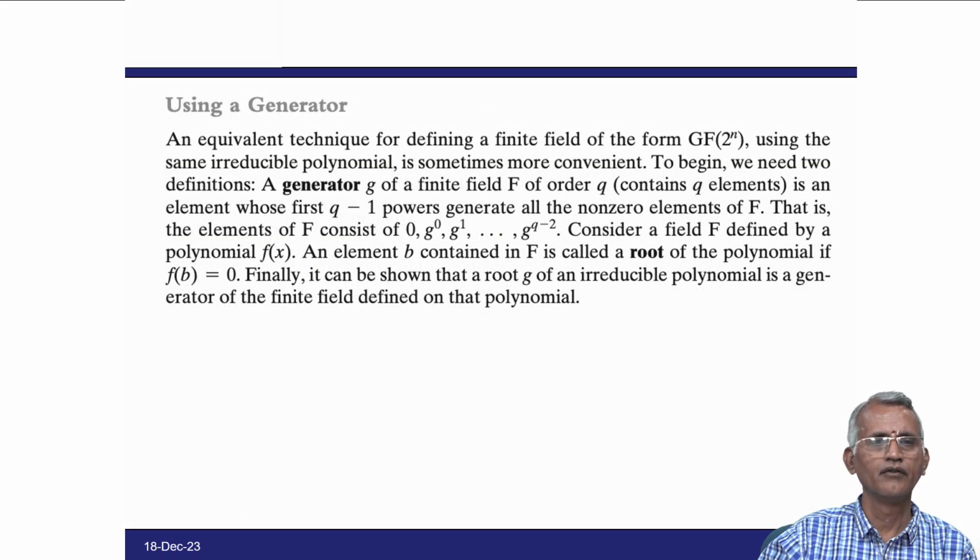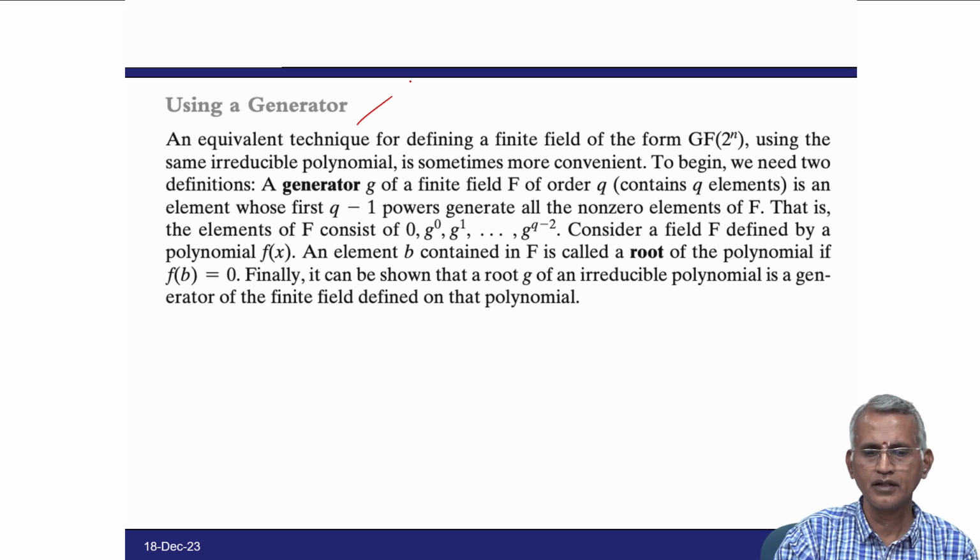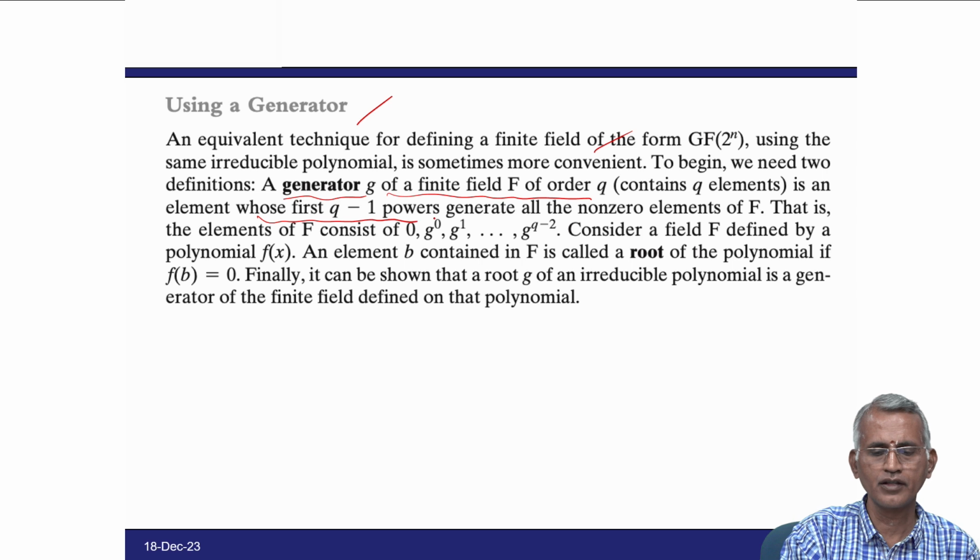Now, we also use the generator in cryptography. The equivalent technique for defining the field form of GF(2^n) is the same irreducible polynomial. Sometimes it is more convenient to begin with some definition of the generator g. Already we explained the generator g; the same applies in terms of the finite field. A generator g of a finite field f of order q, containing q elements, is one whose first q minus 1 powers generate all the non-zero elements of f.